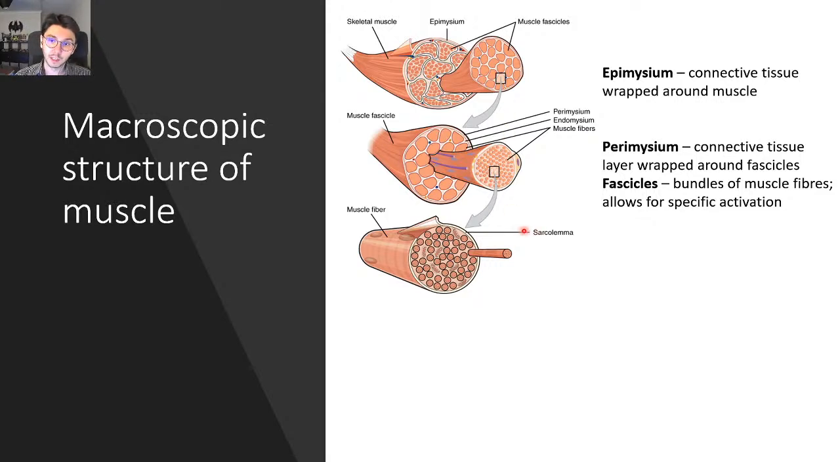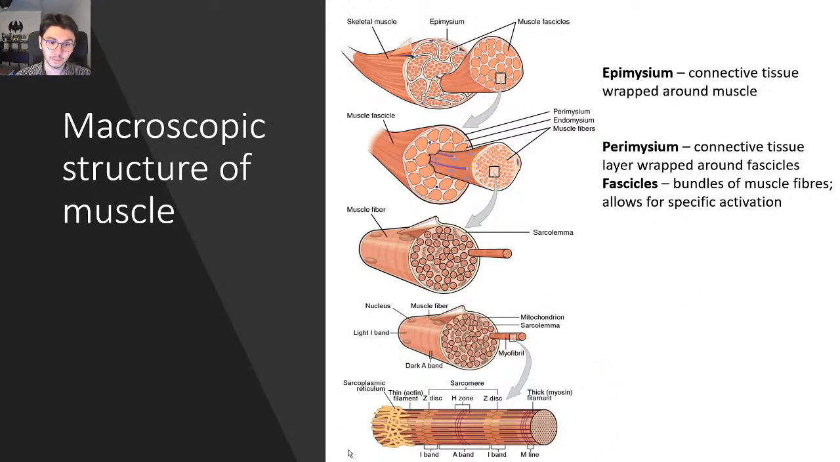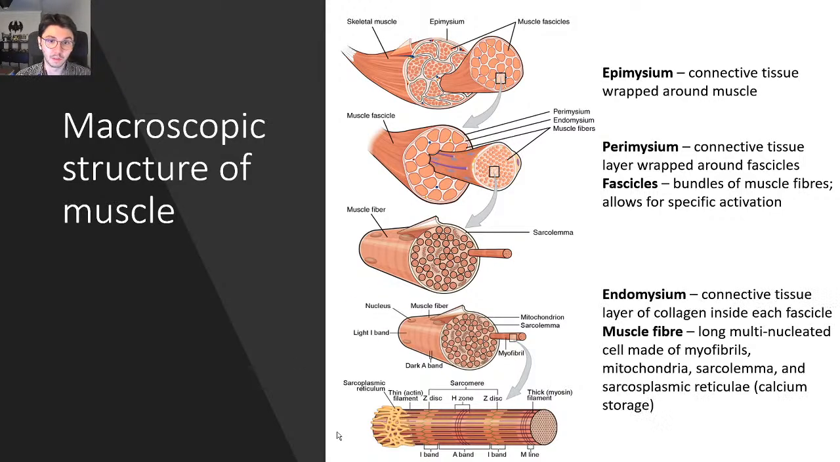Now, if we dig a little bit deeper, we'll see that there's also an endomysium, which surrounds the muscle fiber itself. The endomysium is the connective tissue, a layer of collagen, inside each fascicle. The muscle fibers themselves are long, multinucleated cells, and they're made up of myofibrils. These fibrils contain the sarcomere units. The myofibrils also have mitochondria attached all over them to provide energy. They have the sarcolemma, which is supportive tissue, and sarcoplasmic reticula, which provide calcium storage, as you can see right there.